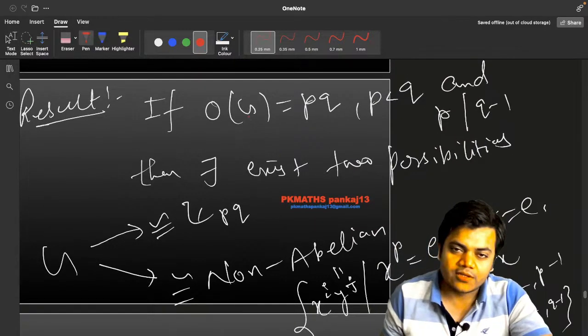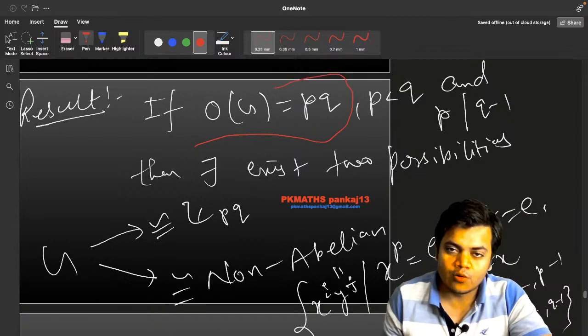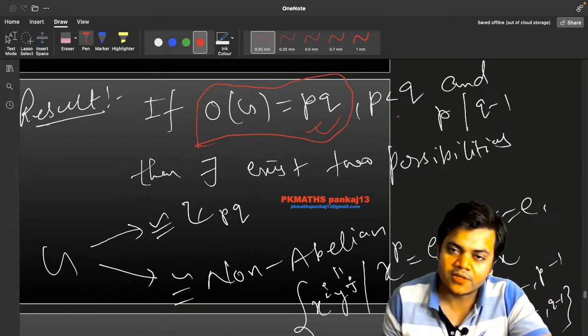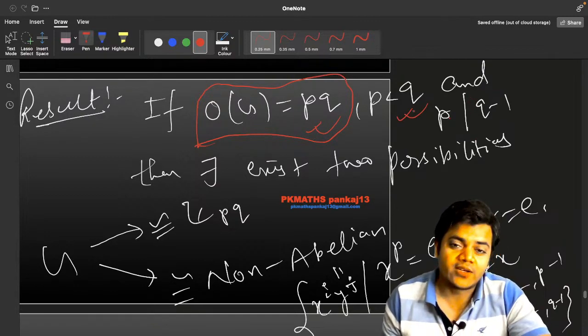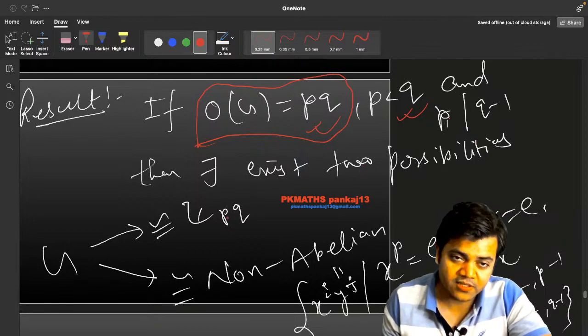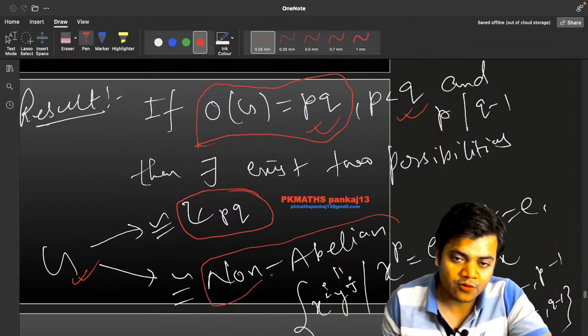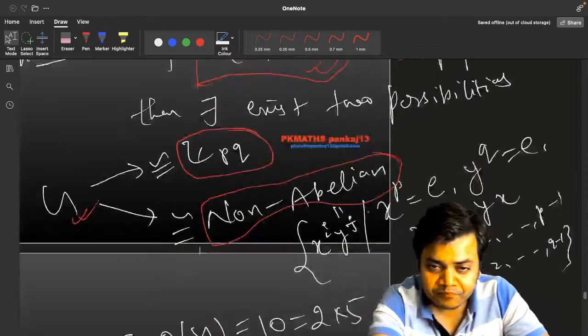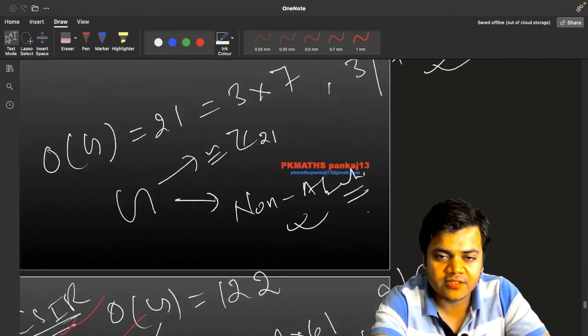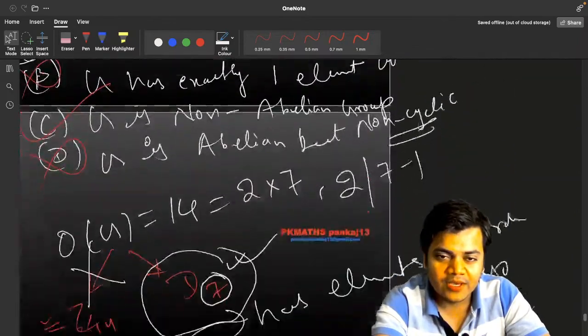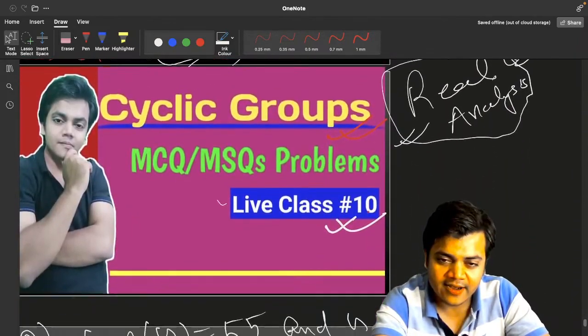This result was also discussed: if the order of the group G is equal to P into Q, where P is strictly less than Q, and if P divides Q minus 1, then there exist two possibilities. Either your group G is isomorphic to Z_{PQ}, or it will be isomorphic to some non-abelian group. And on this we had already discussed some questions that were asked in CSIR NET.